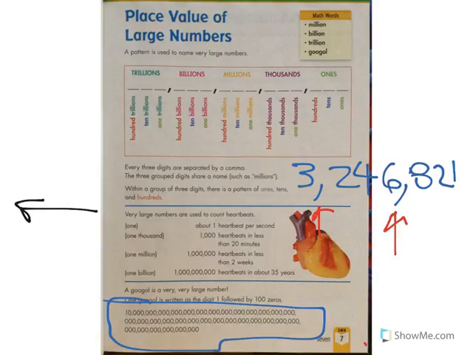So in this case here, this number would be read, and we start at the left-hand side. Start with the largest number, so we start here, and we recognize, well, we're moving over 1 comma and then 2 commas. So this is going to be 3 million, and then we look at the next step. We know we're in the thousands, so it's 246,000, and then 821, and that's all there is.